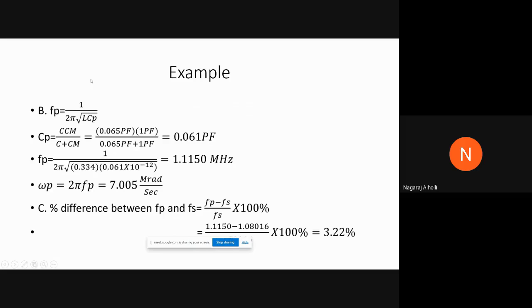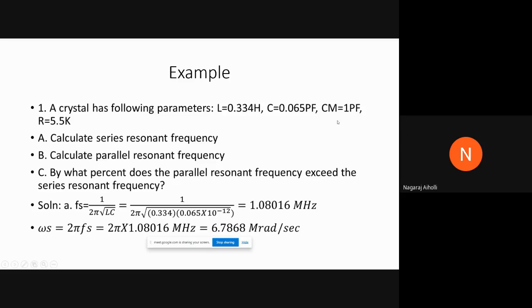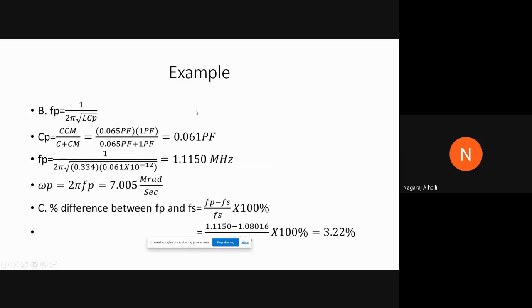C is 0.065 picofarad, they have given. They have also given the Cm value, that is 1 picofarad. Substitute that, so that will be 0.065 picofarad into 1 picofarad divided by 0.065 picofarad plus 1 picofarad. This comes out to 0.061 picofarad. The value of Cp is 0.061 picofarad.